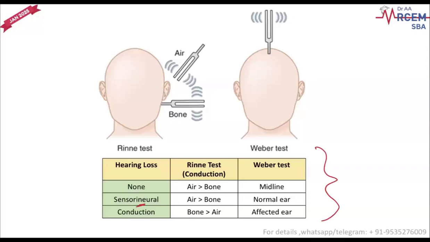In sensory neural deafness, Rinne's test remains normal. That is, air conduction will be better than bone conduction. And Weber's test lateralizes, meaning he'll be able to hear better in the normal ear. In conductive deafness, in Rinne's test, bone conduction will be better than air conduction, and in Weber's test he'll be able to hear better in the affected ear. That is nothing but lateralization to the affected ear.